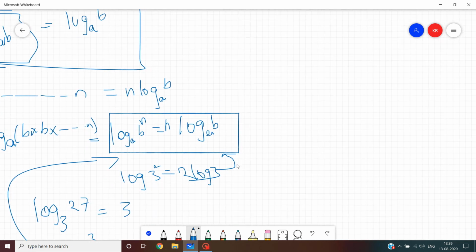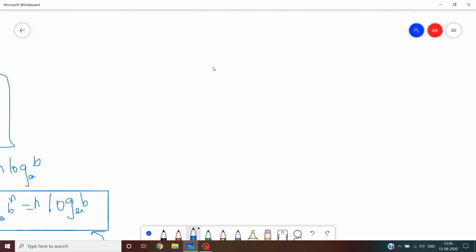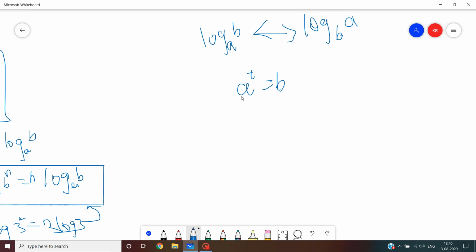Okay, this is another law or shortcut. And we have another one: how to change the bases. What is the relation between log to the base a of b and log to the base b of a? How can we change the base and function? So before going to that, I will consider a power t is equal to b, and I will write it in log form, like t is equal to log to the base a of b. Okay, another way, I am taking this complete function with base c.